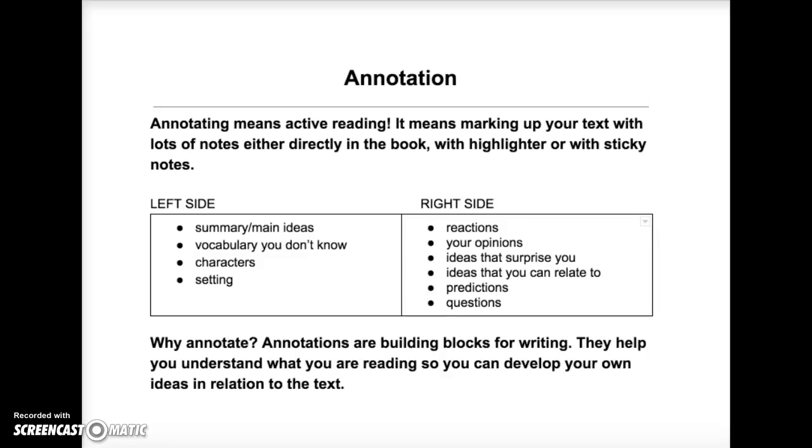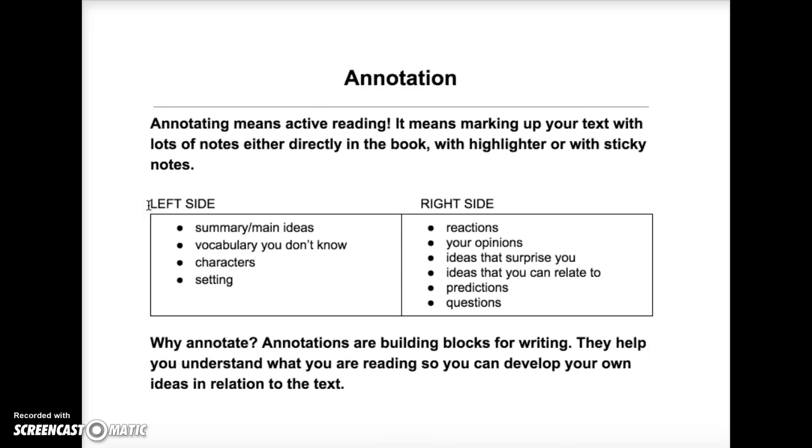This week you will be working on annotation, and you'll be annotating the first few chapters of Shooting Kabul. Annotating means active reading. It means that you're marking up your text with a lot of notes, either directly in the book, in the margins, with highlighters, or with sticky notes, or maybe even with all three methods. So what kind of notes are you taking?